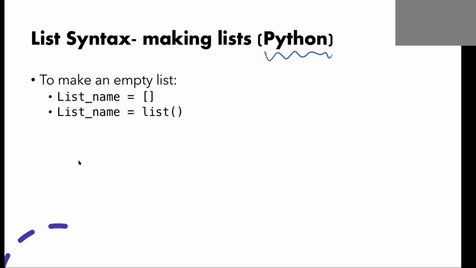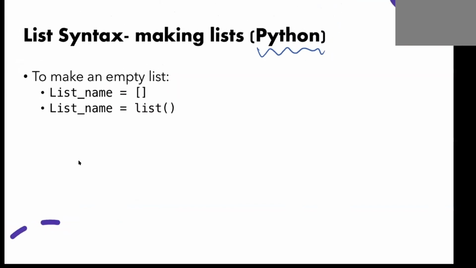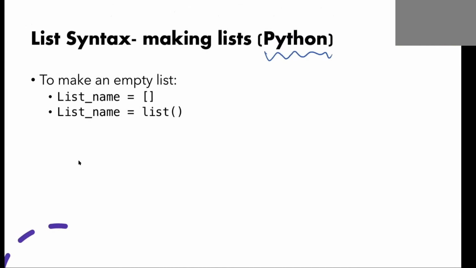You could start off with making an empty list. To make an empty list, you can just start off with brackets. Brackets represent a list, or a collection of things. If you just have nothing inside of it, that means there's nothing inside of it.